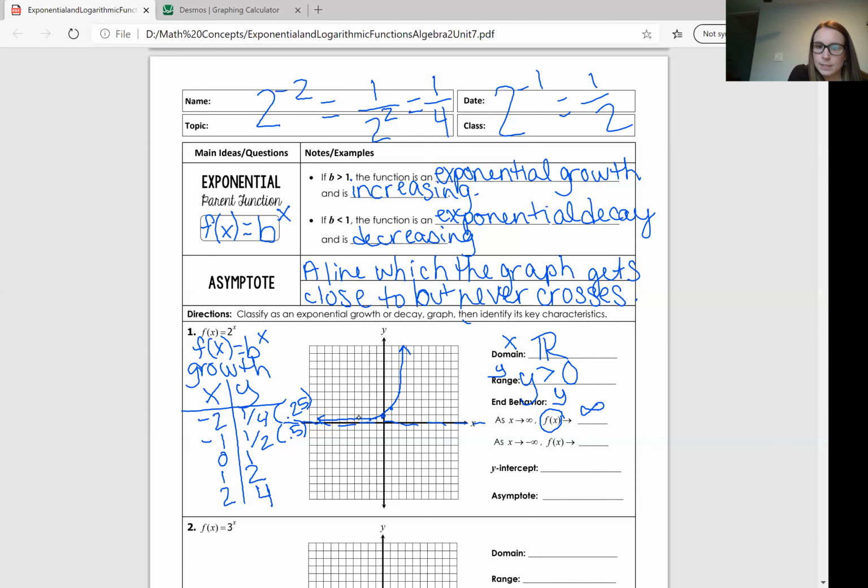What is happening to this part of the graph? It's getting closer and closer to 0. So your y value is approaching 0. So let me go over that one more time. If you want to, you can fast forward if you understand it.